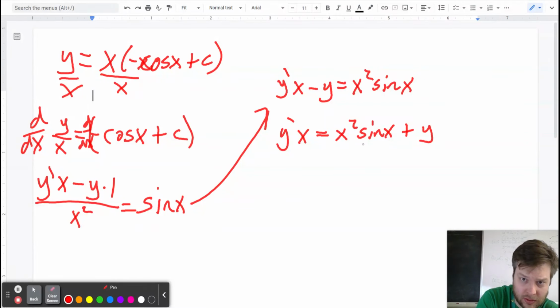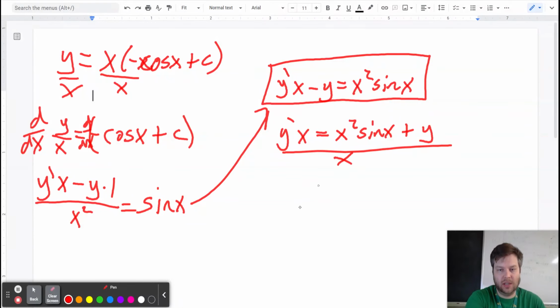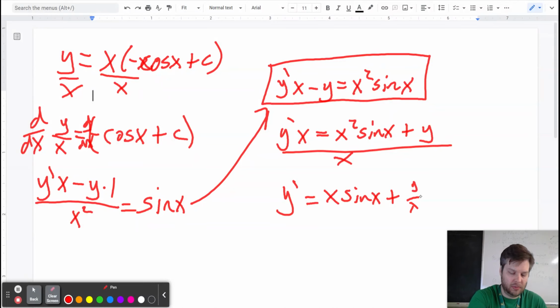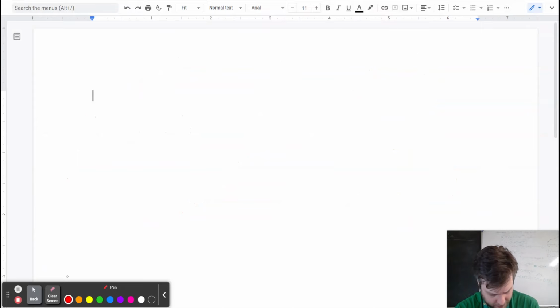Oh, actually, I guess this right here is the original differential equation that they provided in the textbook. So you could leave it there, or just to continue, I could divide by x, and then I'd get y prime equals x sine x plus y over x. And then from there, the substitution of v equals y over x is what we would use to solve that. That was pretty quick and easy. Let's see if that was just kind of a fluke, or if it works just as well with another problem.